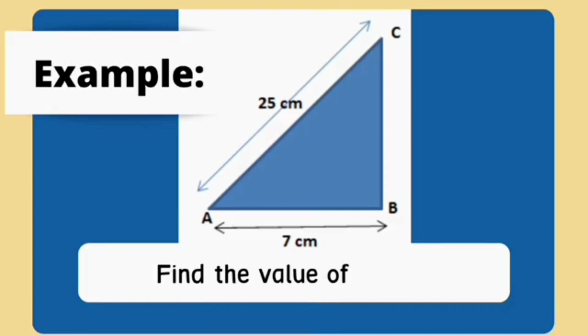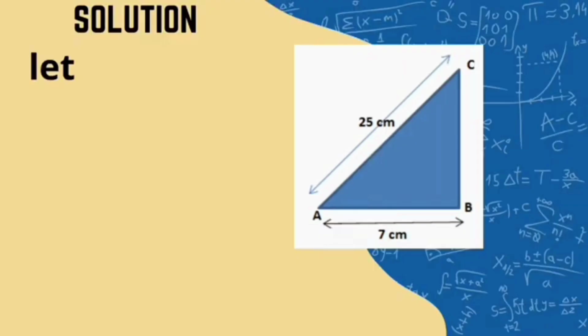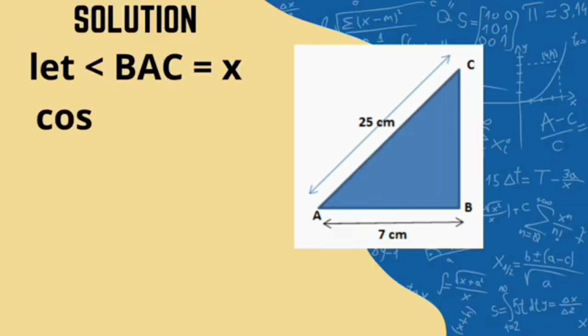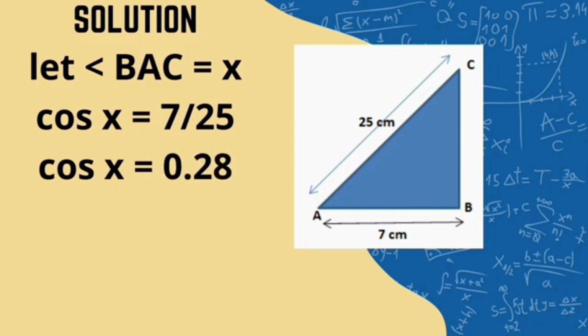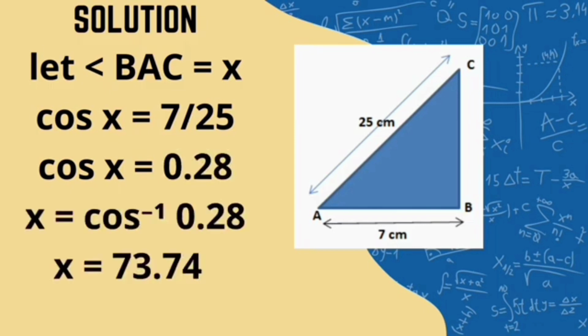In our last example, let's find the value of angle BAC in the triangle above. Which of the trigonometric ratios do you think will be required here? Is it sine or cosine or tangent? From the solution, let the angle BAC be equal to X. Since the adjacent of X is 7 centimeters and the hypotenuse of X is 25 centimeters, cosine X is equal to 7 over 25. I hope you got that right.